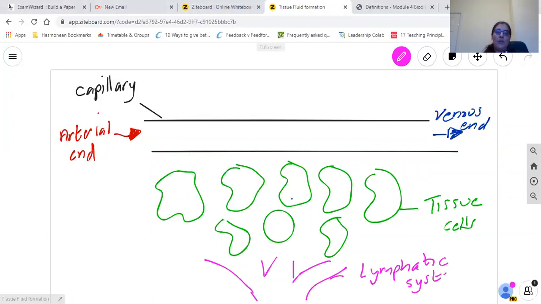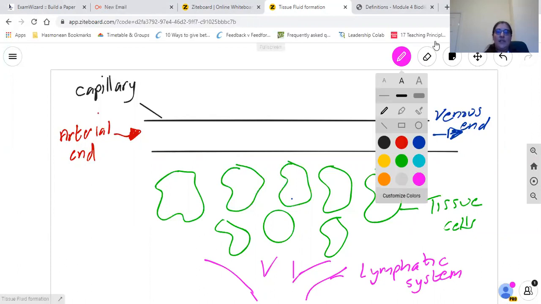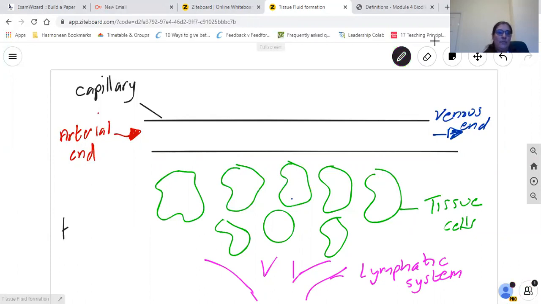Now we're going to come across an important term. We're going to talk about two types of pressure. We're going to talk about hydrostatic pressure, which is the pressure due to water. In this particular case, we're talking about blood pressure. And we're going to be talking about oncotic pressure, which is the pressure that's due to osmosis. Okay, so those are the two types of pressures that we're going to be talking about.